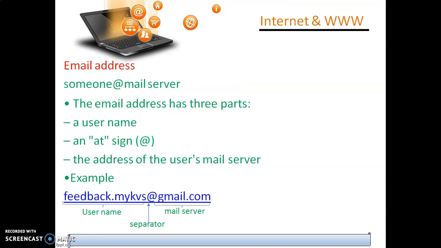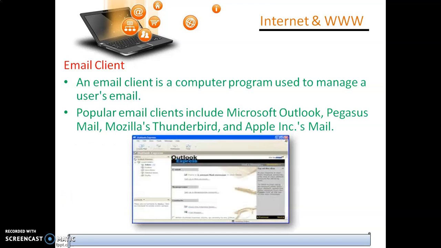Now, an email address looks like this: someone@mailserver. It means the email address has three parts: a username, the @ sign, and the server's address. For example, if I write info@rishikul.edu.in, then info is the username, then the @ sign, and that is my server's address.